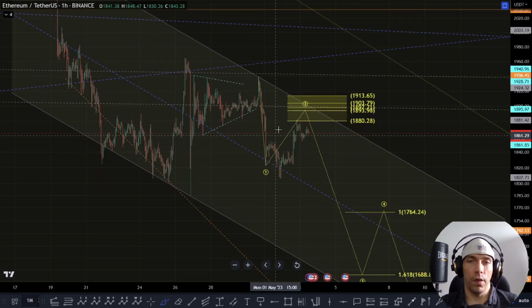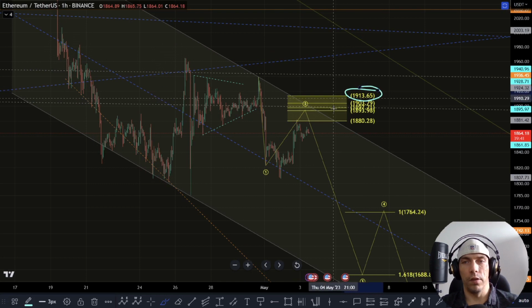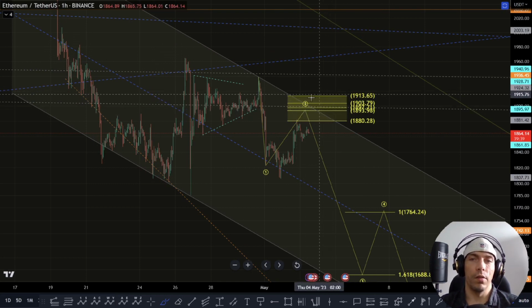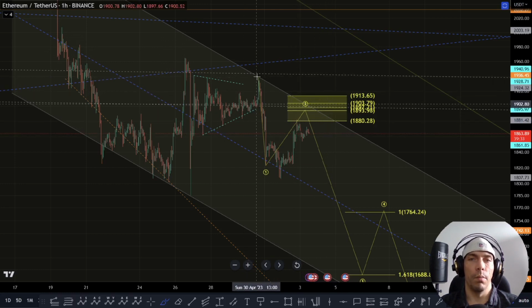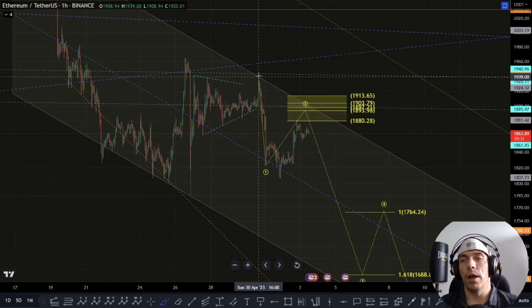Really, with this, if we do start to break back above this 1913 area, basically this wave 2 position starts to be challenged, and it becomes less likely that we're going to see this play out as an impulse. But really, invalidation would only be by coming back above this 1939 area.